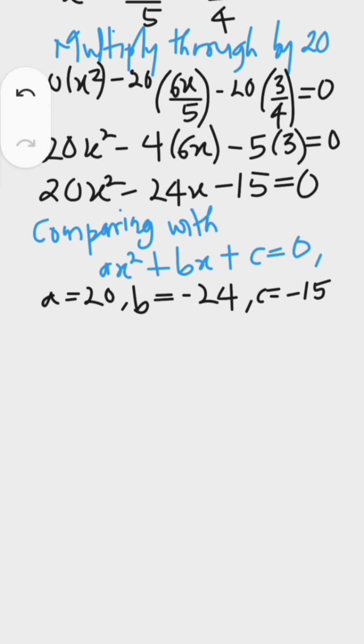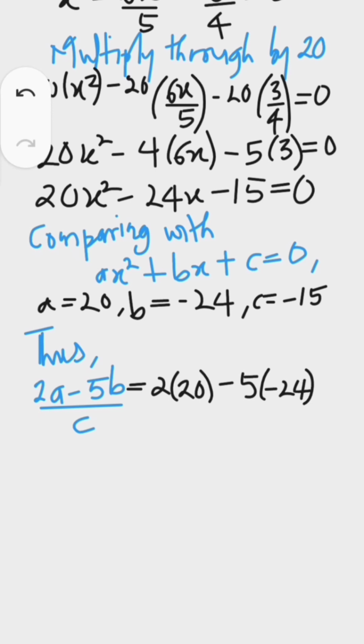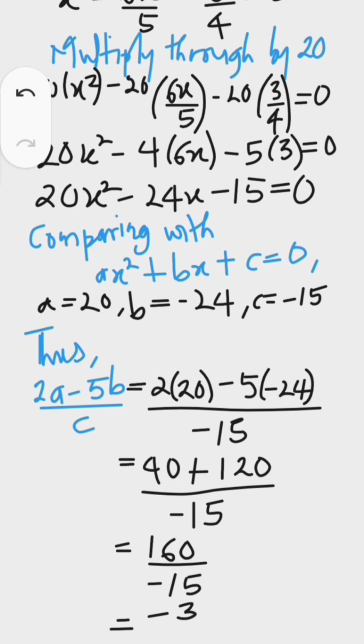So to then evaluate 2a minus 5b over c, we substitute their values. That's 2 times 20 for 2a minus 5 times negative 24 for 5b over negative 15 for c. And that gives 2 times 20 is 40, minus times minus there is plus, 5 times 24 is 120, over minus 15. And 40 plus 120 is 160 over minus 15, and we reduce to the lowest term by dividing by 5, giving us negative 32 over 3.